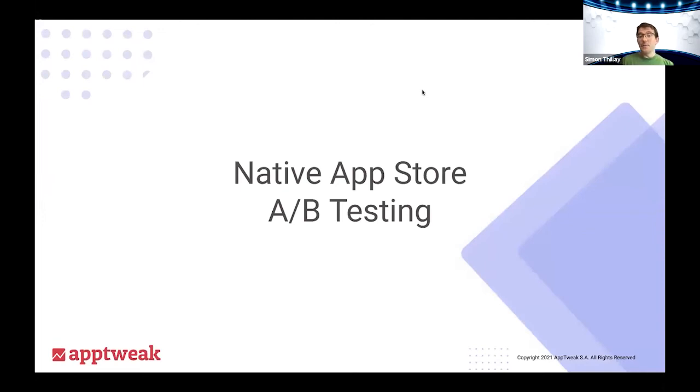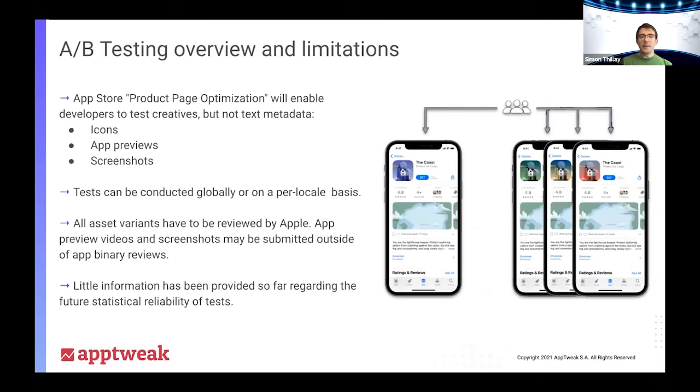The last feature I'm going to tell you about today is native App Store A/B testing. If you've been doing A/B testing on Google Play, you're already familiar with the concept, but I do want to stress how this is technically going to be the biggest update we have. So one thing that is going to be different from Google Play is that in the App Store, you will only be able to A/B test creatives, icons, app previews, and screenshots, but no text metadata. Just like with Google Play, you will also be able to test globally or on a per locale basis.